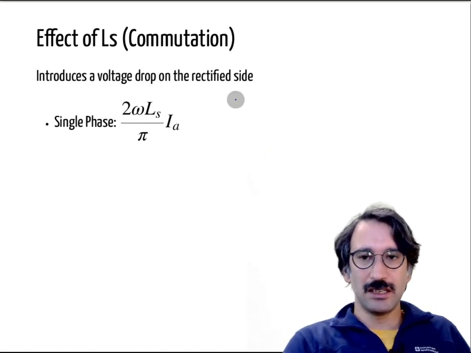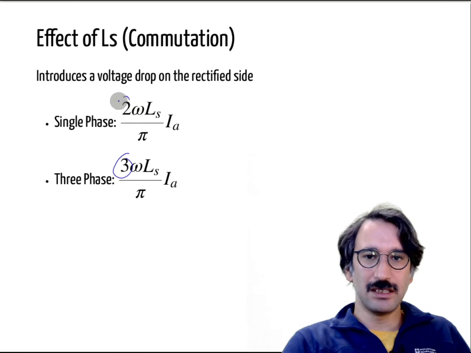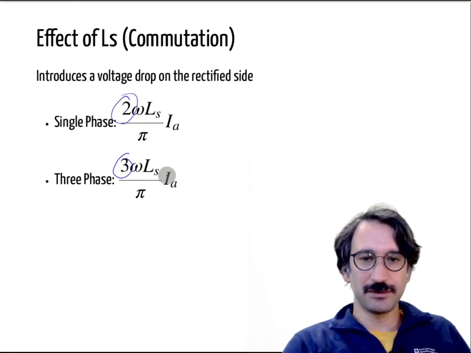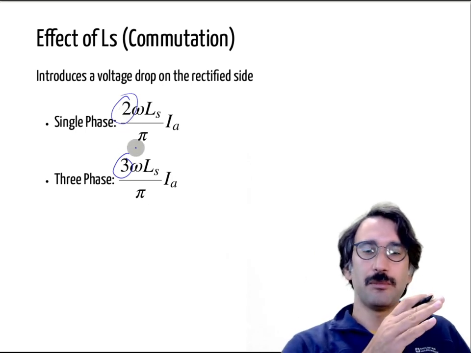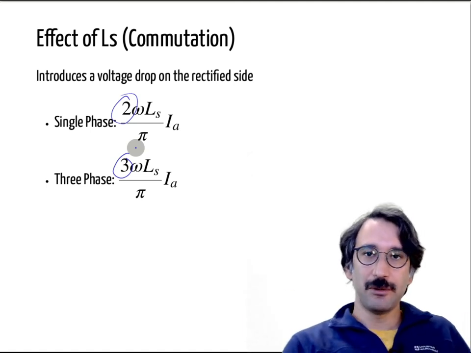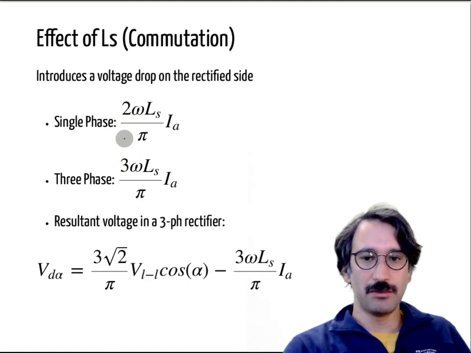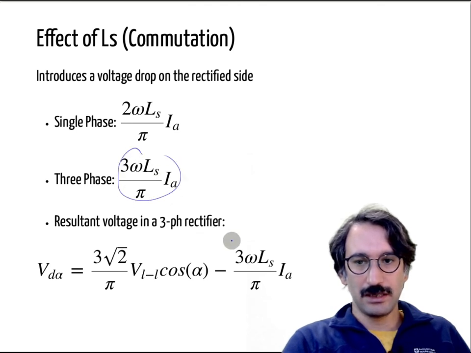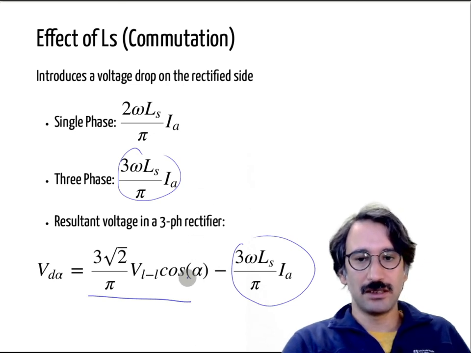So just for a comparison, for single phase we had 2 omega Ls current divided by P, and for 3 phase it is just happening 3 times or 6 times in a full cycle. If you compare the commutation voltage drop in a single phase rectifier and a 3 phase rectifier, whether it is a diode rectifier or a thyristor rectifier, you will always see that term. That term comes to here, and this is the output voltage of a thyristor converter.